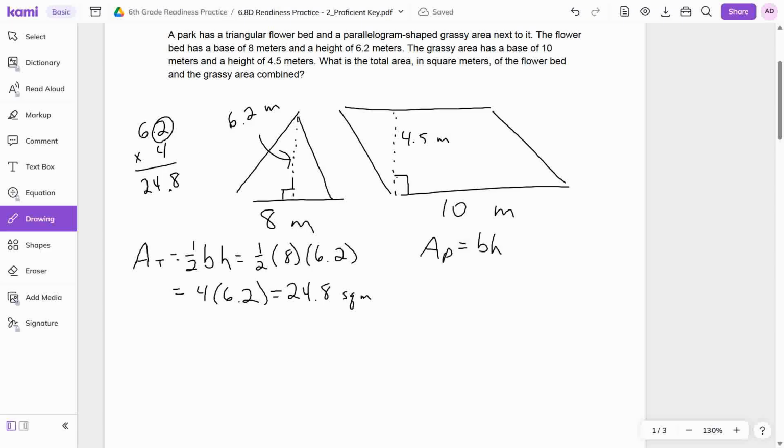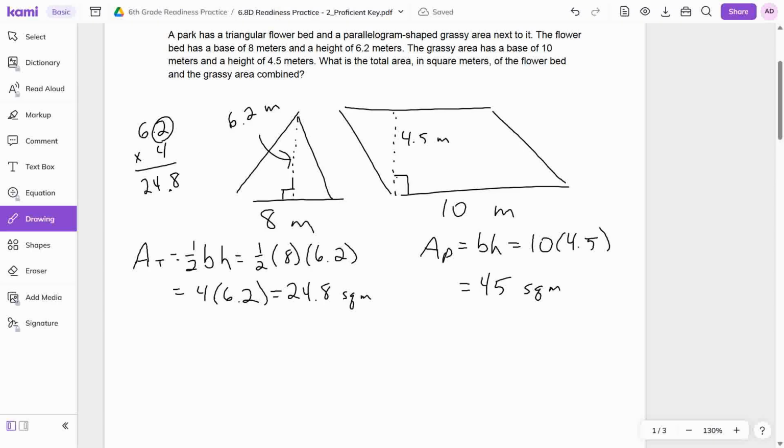And then let's get my area of a parallelogram a little bit more straightforward. It's just base times height. So that's 10 times 4.5. And if I multiply a decimal by 10, I just move the decimal place over 1. So that's going to equal 45 square meters.